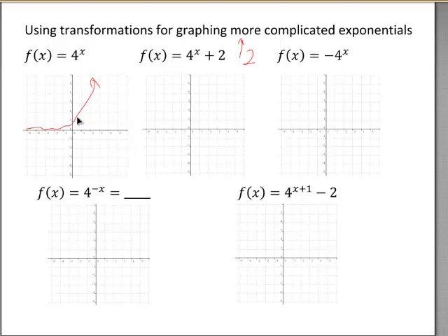So we can always use this point (0, 1) that's on every basic graph as sort of our pivot point. That's our starting point. So if it's supposed to be at (0, 1), we can move it up to (0, 3). And then we have that.